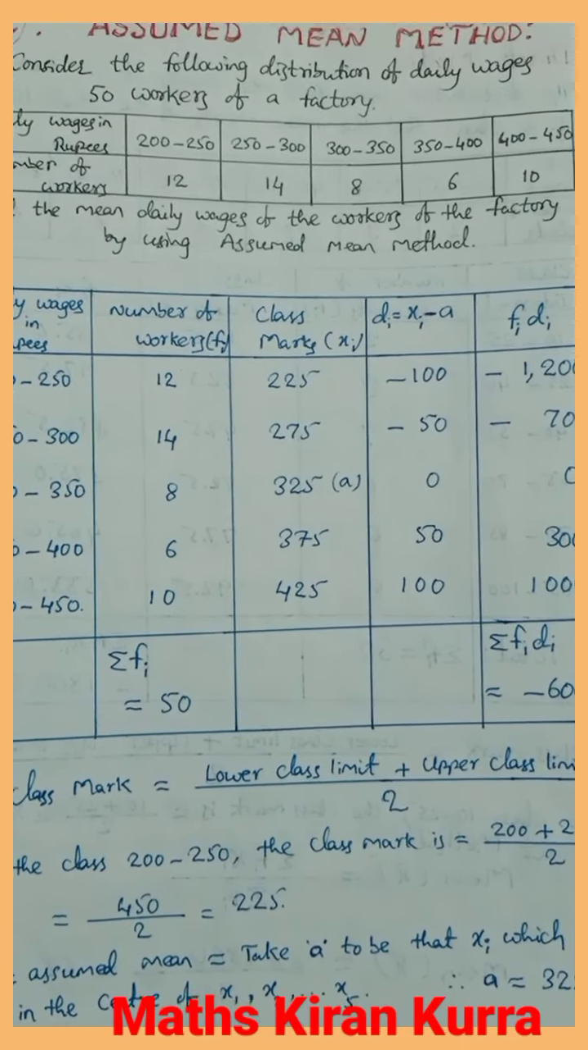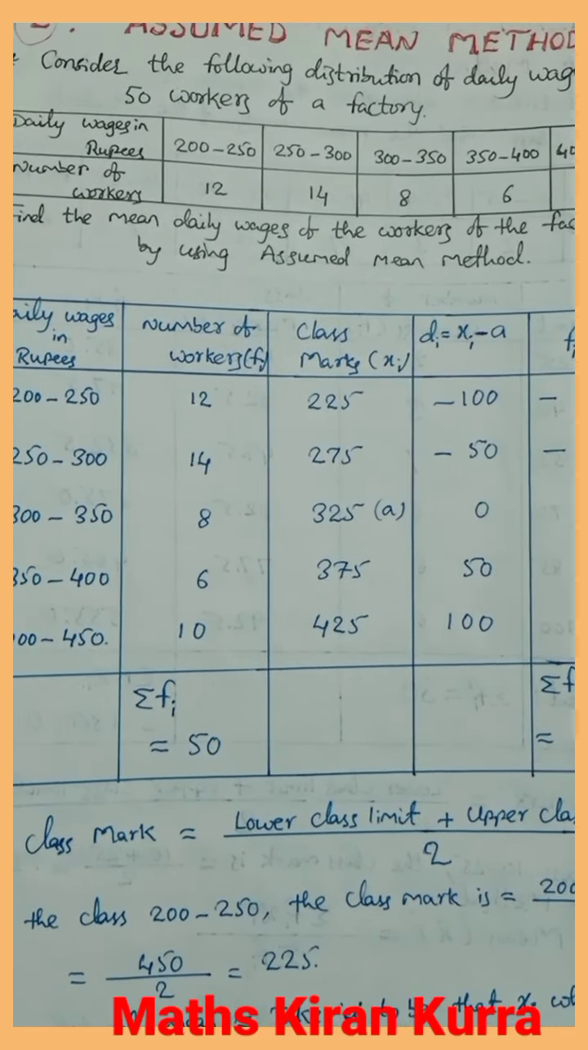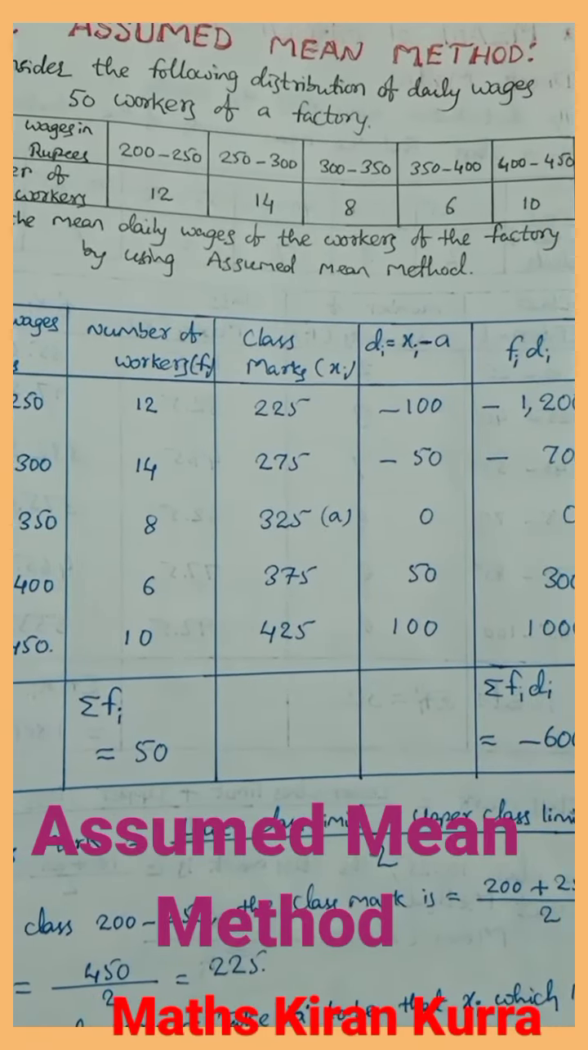Hi friends, how to find the group data mean? So method number 2 is the assumed mean method.